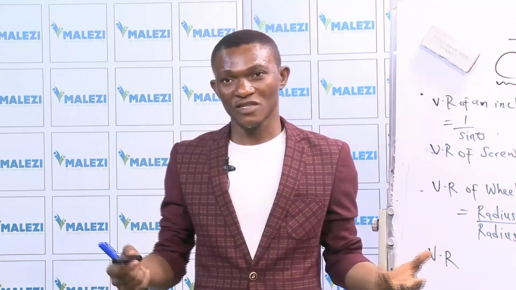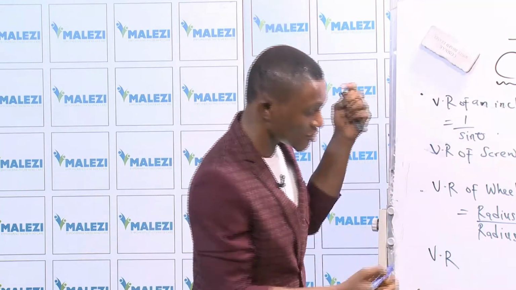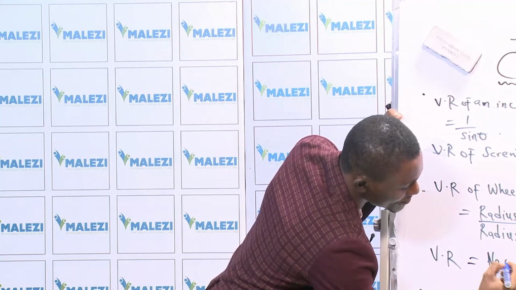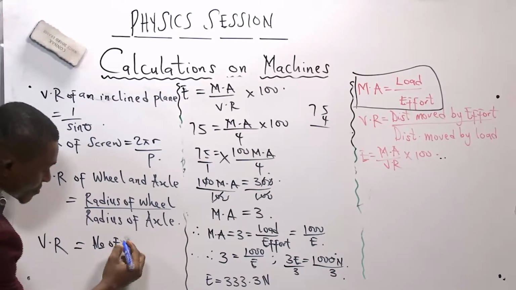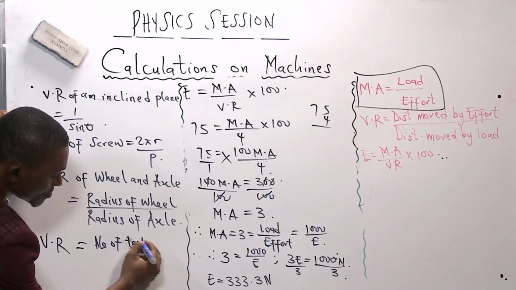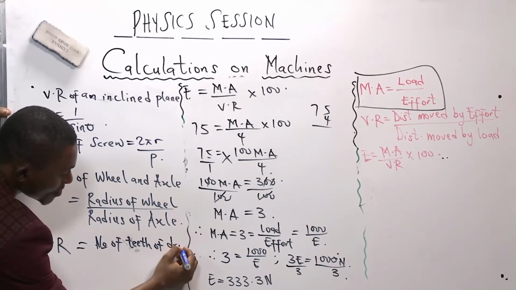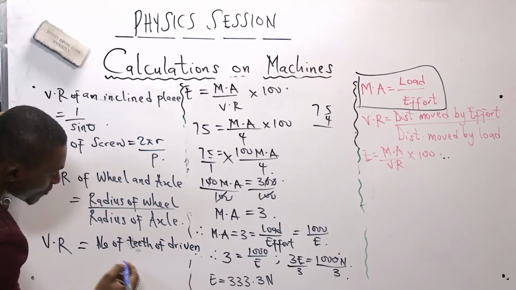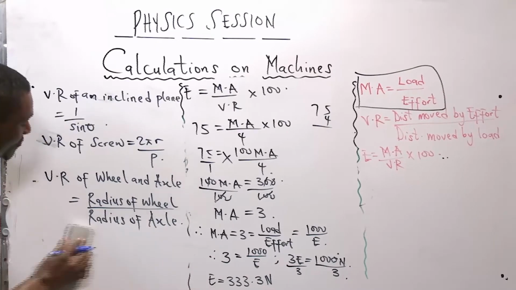Most of these machines are used in our everyday lives. So how do we calculate the velocity ratio of such machines? All we need to do is calculate the number of teeth of the driven wheel over the number of teeth. Let me rub this off.